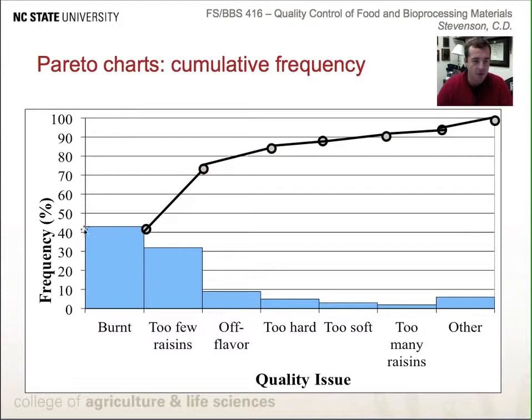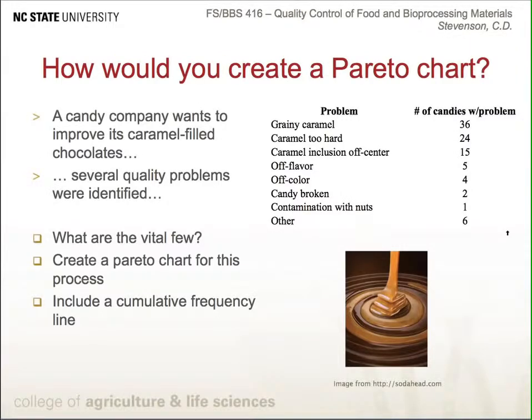So here we have approximately a 42% frequency of the burnt cookies. The next step is to add the cookies with too few raisins. It's about 31% there. So we would just stack this one on top of this one, and that's how we get somewhere between 70 and 75% frequency of those first two defects. Then we just keep doing that, and so on. What you end up with is a cumulative frequency of 100% by the time you get to the right side of that chart. So creating a Pareto chart is a pretty simple and straightforward process.